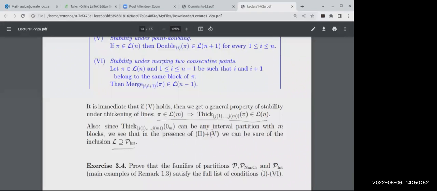So asking this condition 5, plus the one that I had before, saying that the 0 partitions belong to the L, assures me that I have taken in the interval partition.